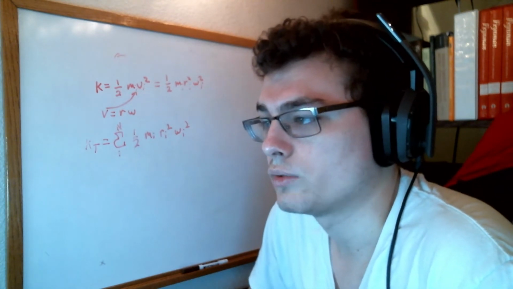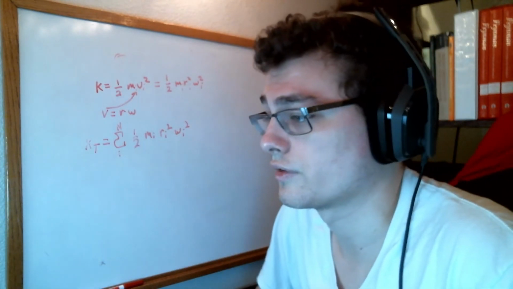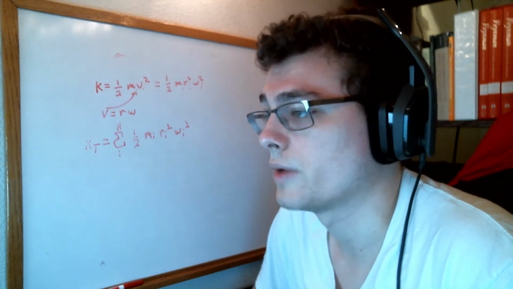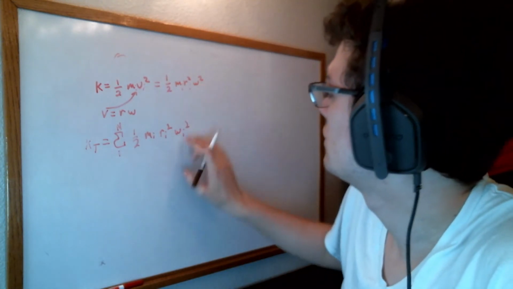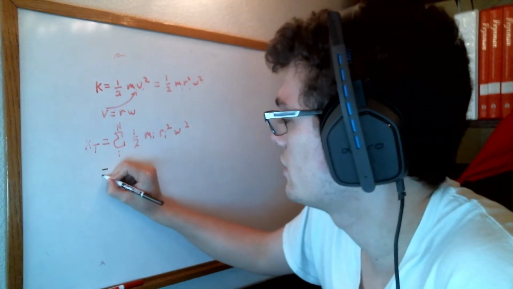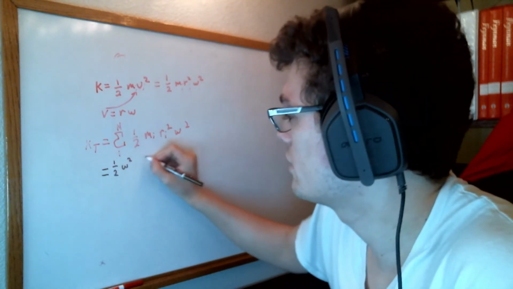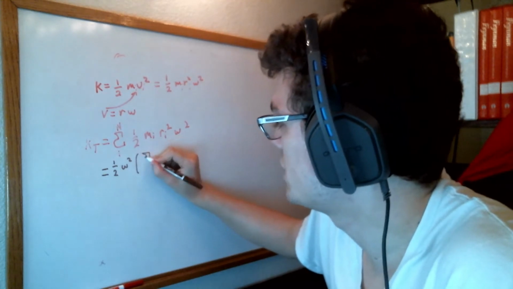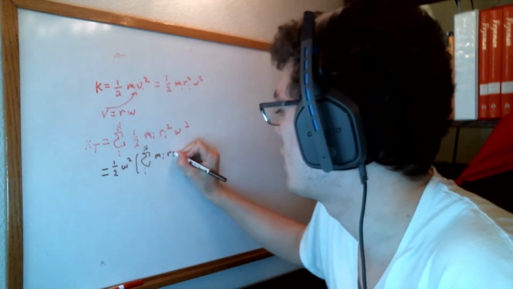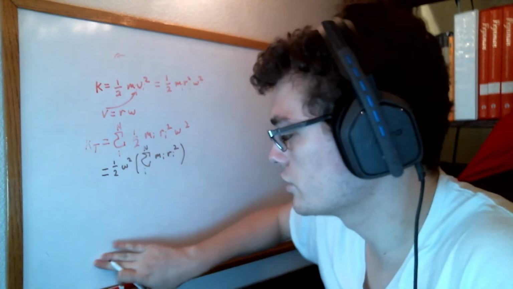And so one thing that we can do very quickly is factor out an omega here. And this is actually not going to be i, so we don't actually have to sum over omega here. So now in this equation, we can easily factor out a 1/2 omega squared, and we are left inside the summation with m_i R_i squared. And so this quantity here is going to be our moment of inertia.